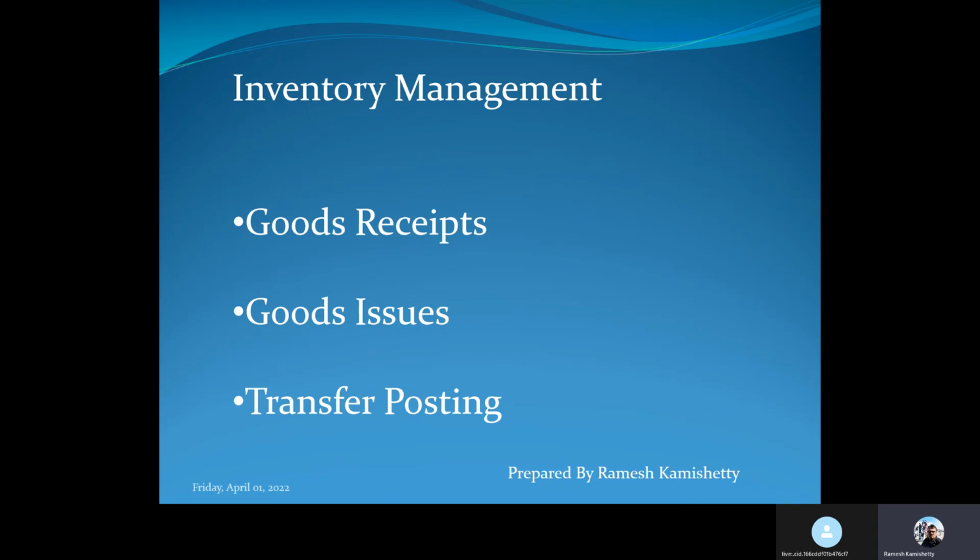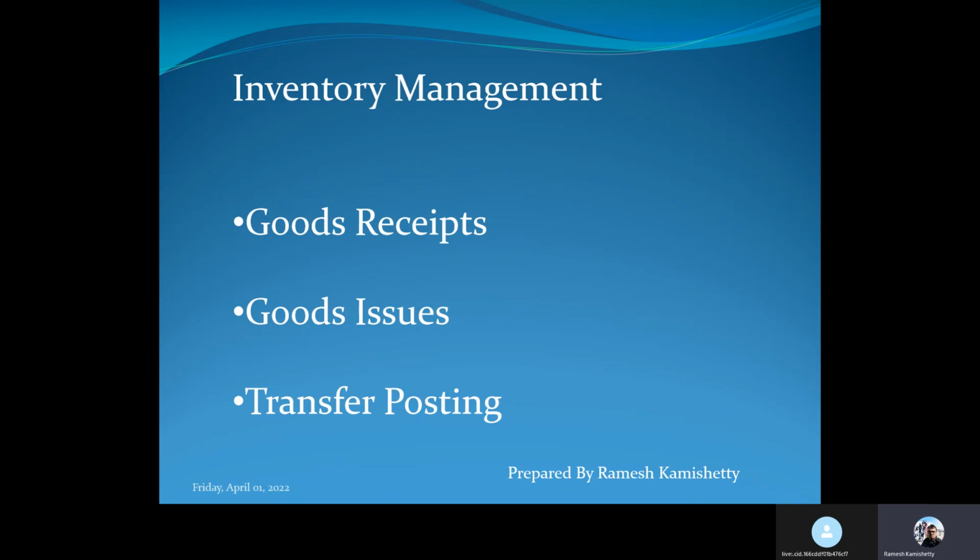And sometimes we need to issue goods to the production facilities. Different movement types are there in SAP: to receive, 101 movement type; to send for a sales order, 601; to send to a customer cost center, 201, like that. We can do transfer posting also.